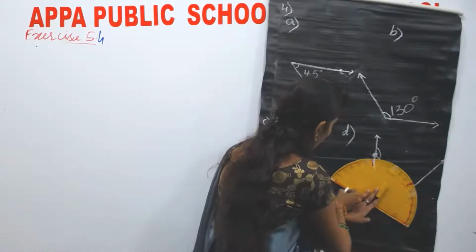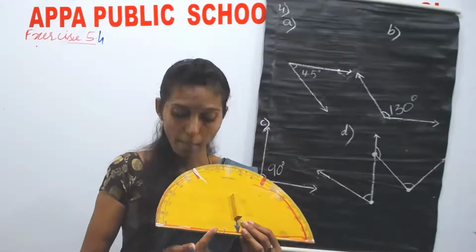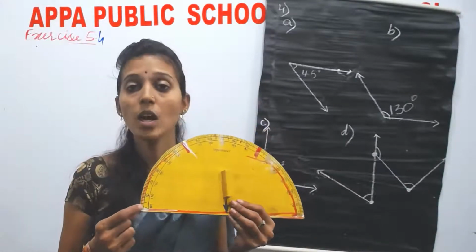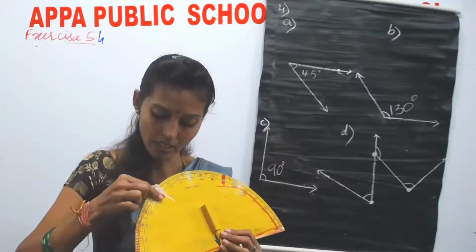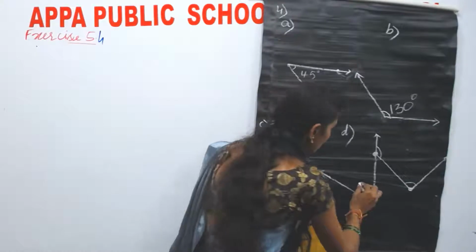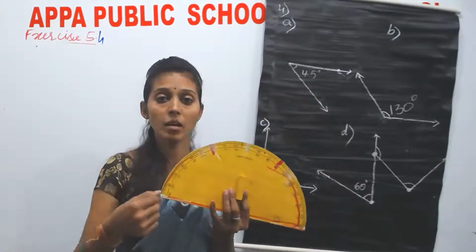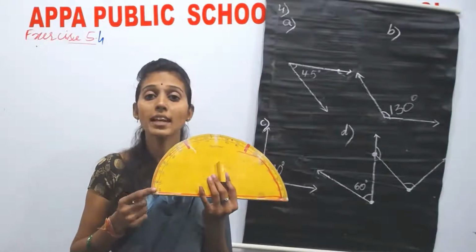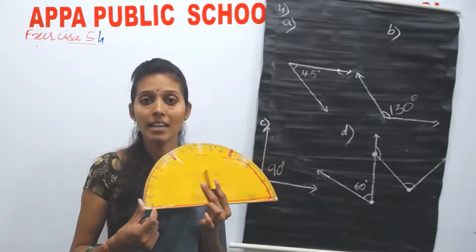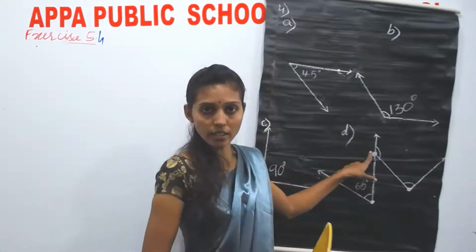This is the baseline and this is the line we have. Now this baseline we made on this side, so here 0 is outside. So here it is 60 degrees, not 120 degrees. Now we should not refer to the inner scale, because 0 is outside. Our baseline is showing 0 on the outer scale, not the inner scale. Right? Yes.